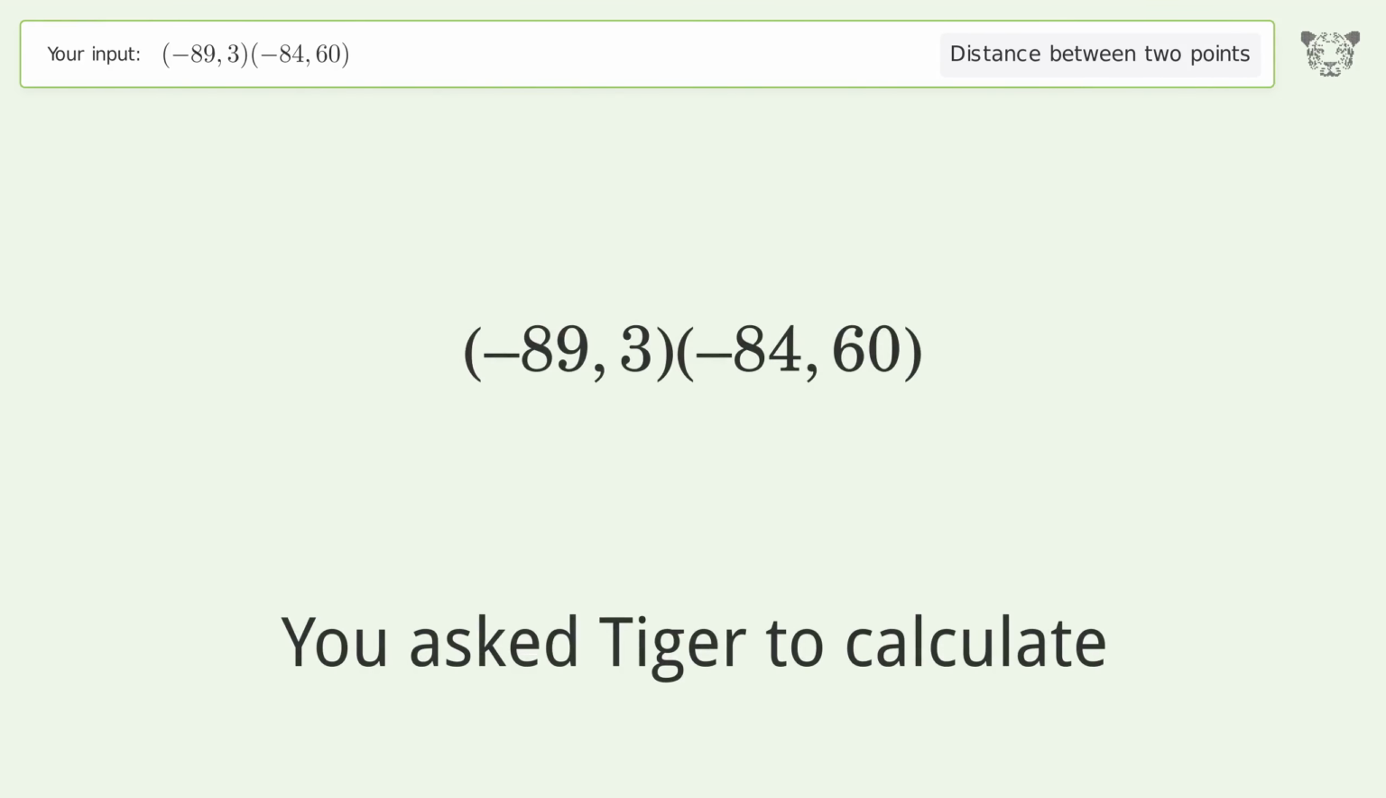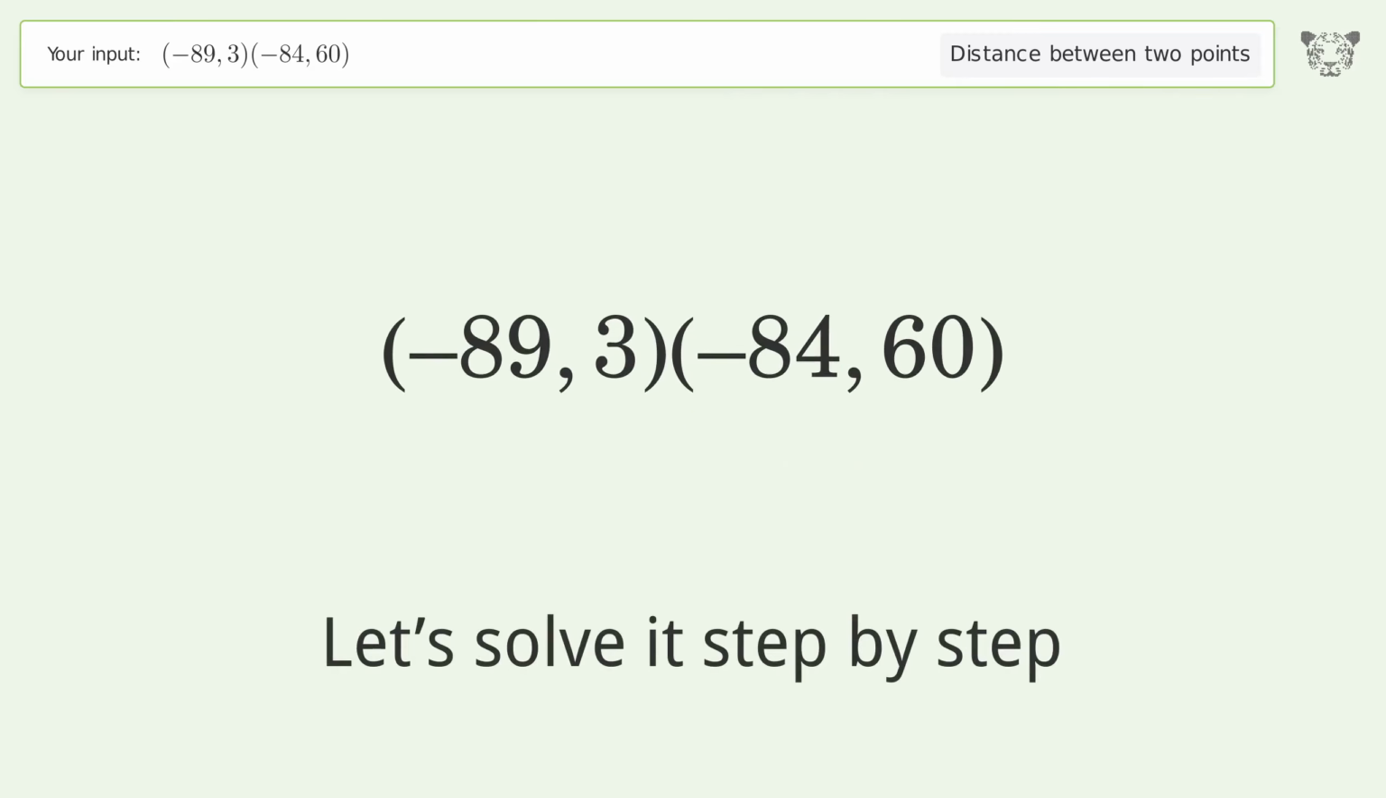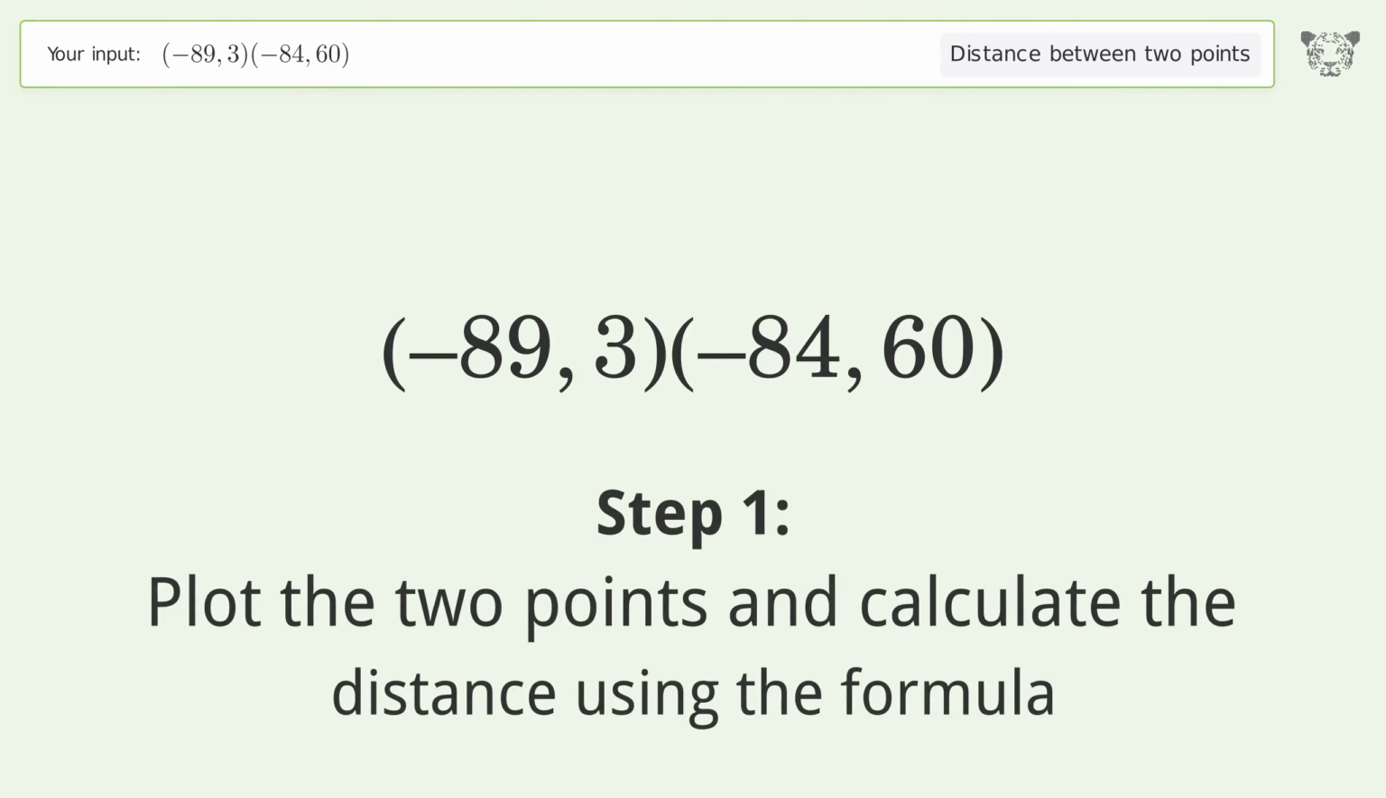You ask Tiger to calculate. This deals with the distance between 2 points. The distance between the 2 points is the square root of 3,274, or 57.219. Let's solve it step by step. Plot the 2 points and calculate the distance using the formula.